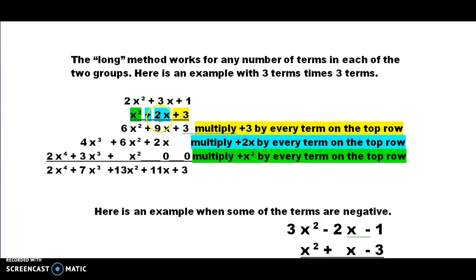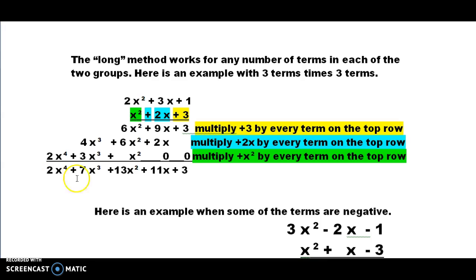Then I'm going to go to the plus 2x, and multiply it by every term on the top row. So I get the second line down here, which is the 4x to the third plus 6x to the second plus the 2x. And when I write these down, I'm going to line them up with what they match up with above. And then lastly, I'm going to take this x squared, which is the third term here, and multiply it by each one of the 3 terms on the top row, which gives me x to the fourth plus 3x to the third plus an x squared. Again, you could write a 1 here if you wanted to.